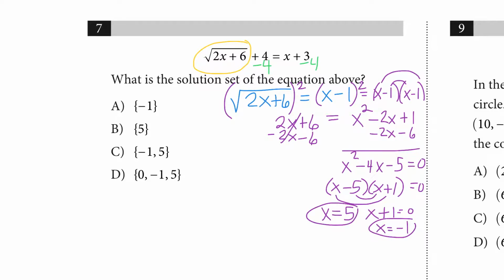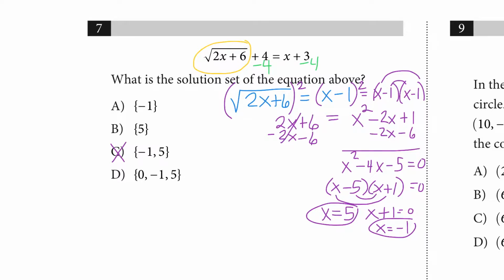Okay, so at this point, some of you are likely to pick negative 1 and 5. Some of you are likely to pick answer C. And answer C is actually incorrect. It's the wrong answer. Why? Well, because whenever you have radical equations, you have to plug them back in and make sure that it works.